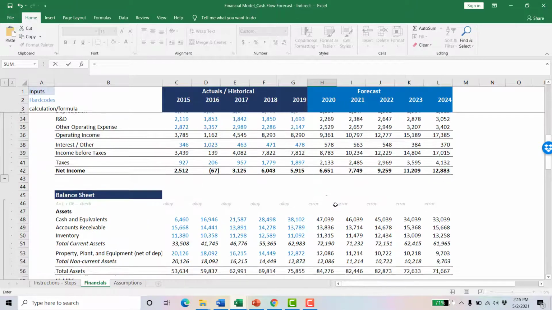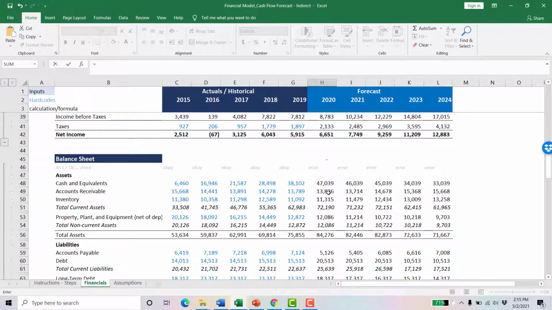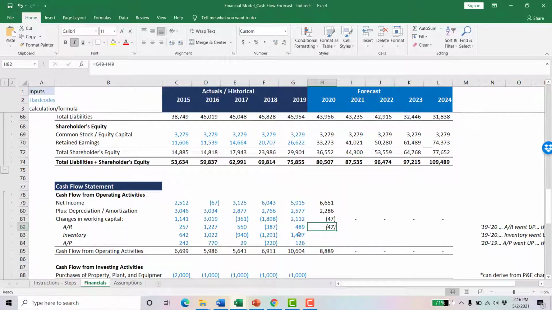So if you scroll up to your balance sheet for accounts receivable, you've got 13,789 going to 13,836. So your accounts receivable is actually going up when you take G49 minus H49. What's happened here is your accounts receivable, you've got more money outstanding that you haven't collected, which is a cash pressure. Next, you've got inventory.